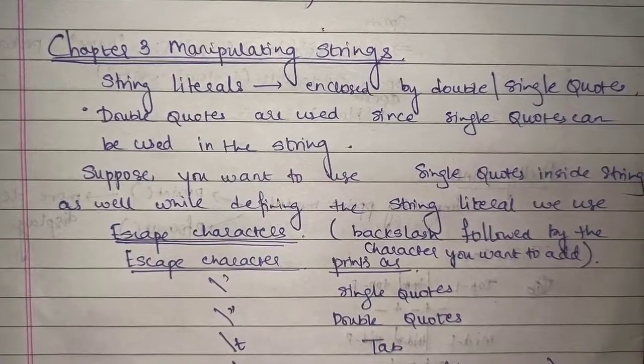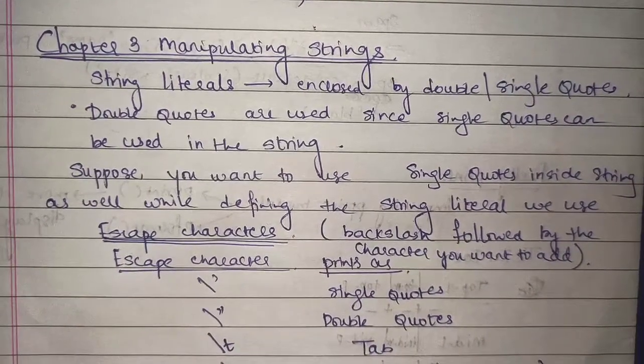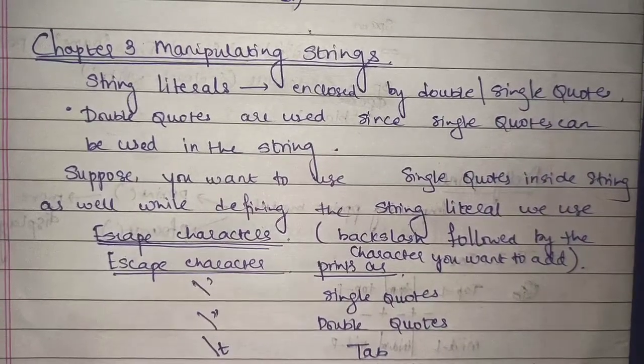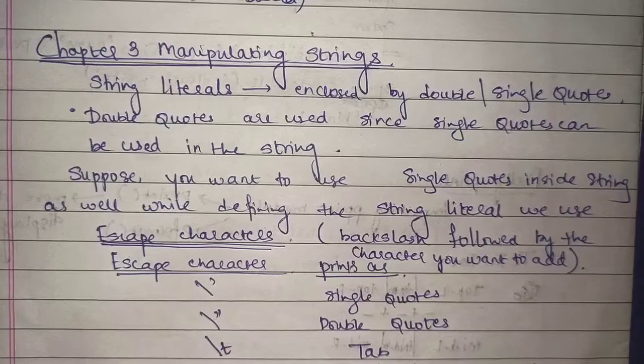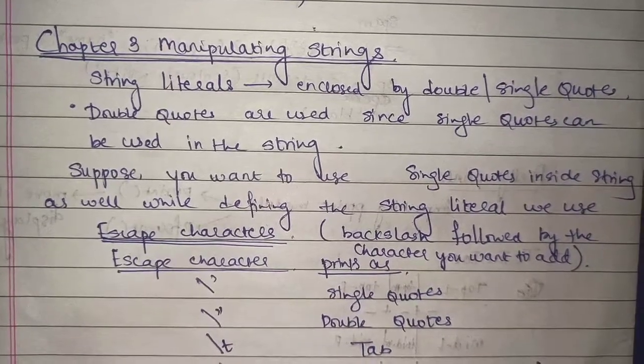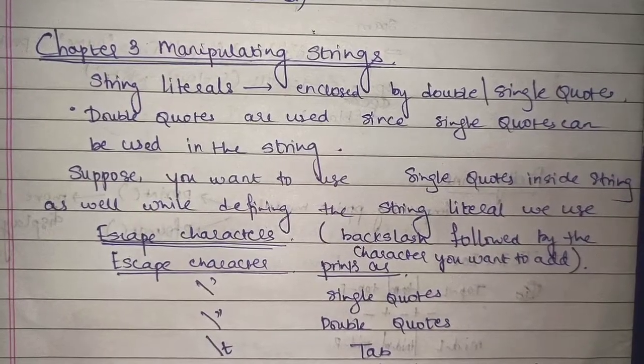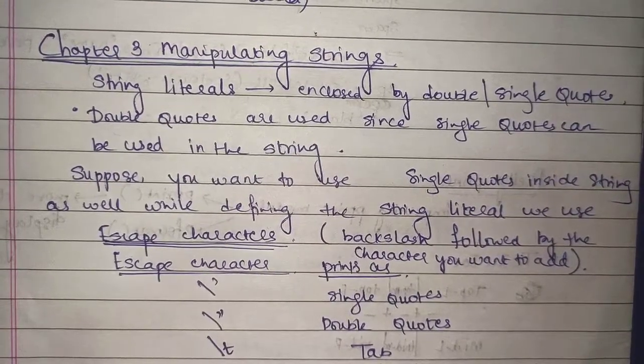Hello guys, in today's video we'll be looking at chapter 3 of module 2 of application development using Python. This chapter is all about strings. A string is usually a set of characters enclosed within double quotes or single quotes. You can use either one of them.